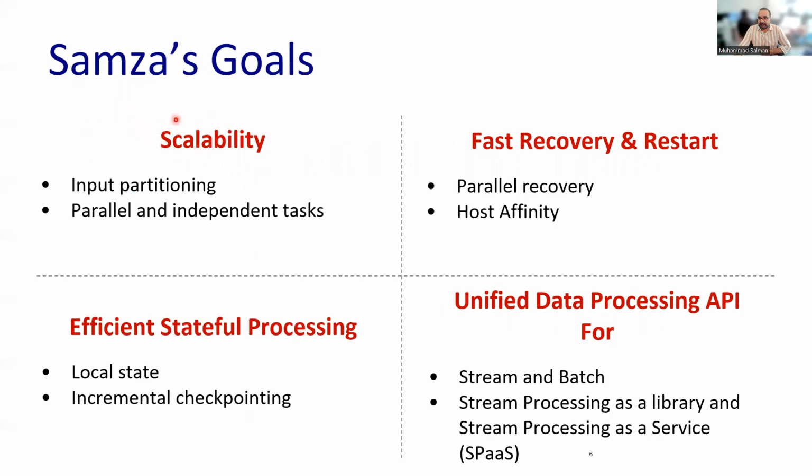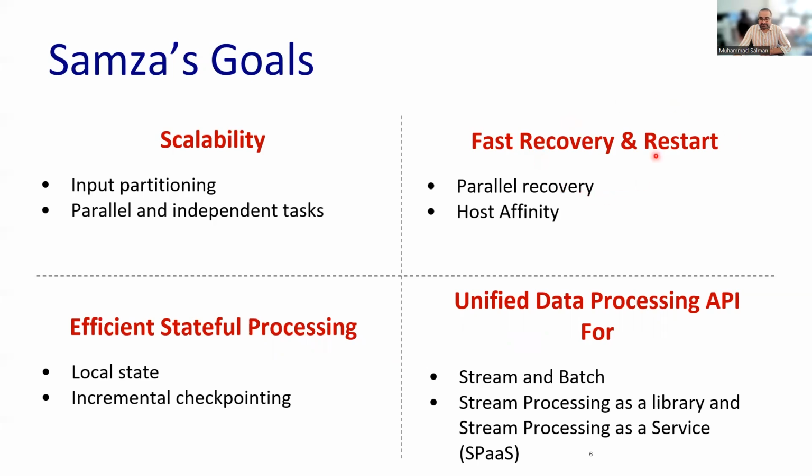The first one is scalability, where a job is divided into multiple parallel, independent, and identical tasks, and an input stream is divided into partitions. Then efficient stateful processing. State is any persistent data structure defined by the application and used internally in the system. It is composed of local and incremental checkpoints that we will see later in detail.